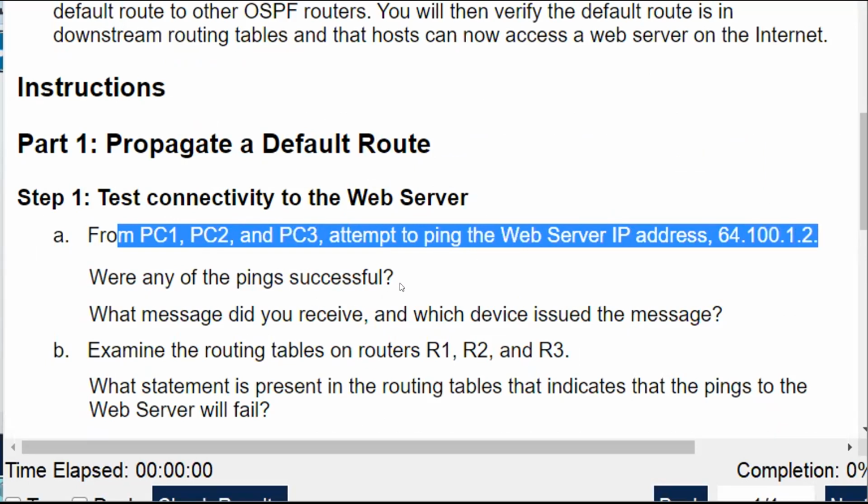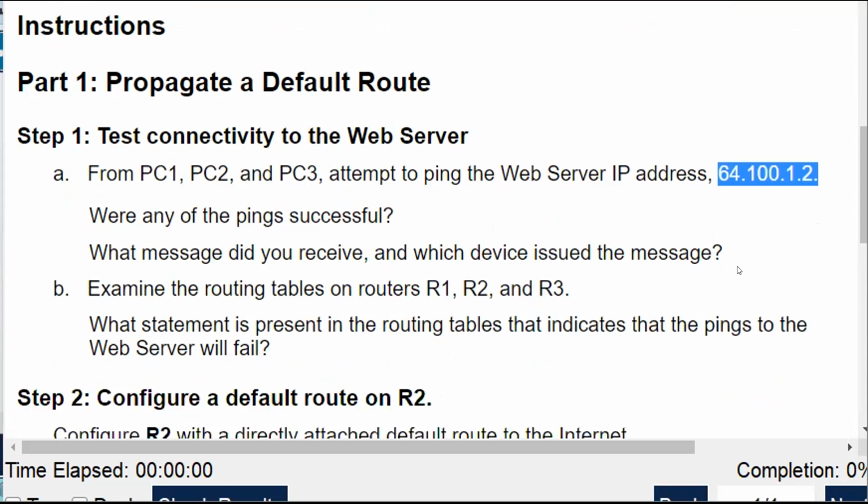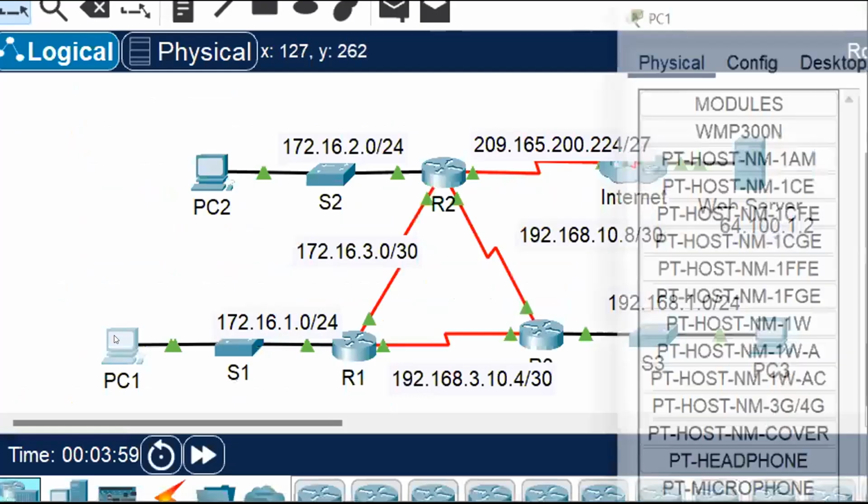Were any of the pings successful? That is what we're going to find out, whether it was successful. And hopefully, probably it should not. Anyway, we'll find out. What messages did you receive? Maybe unreachability or something, or timed out. So from PC 1, 2, 3, we're to ping the web server. This is the IP address of the web server, 64.100.1.2. So I'm going to go to PC1.